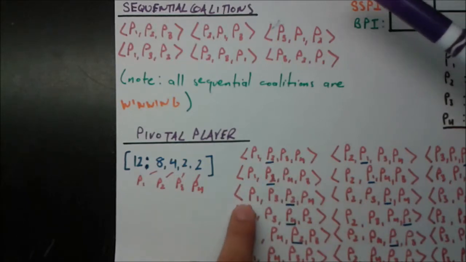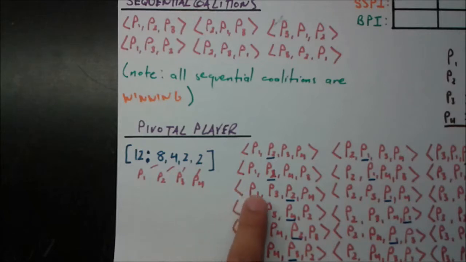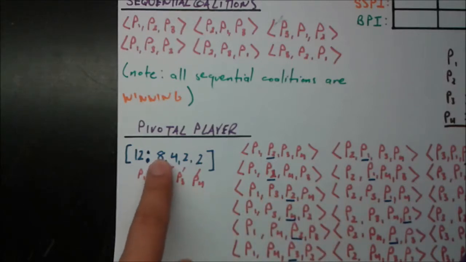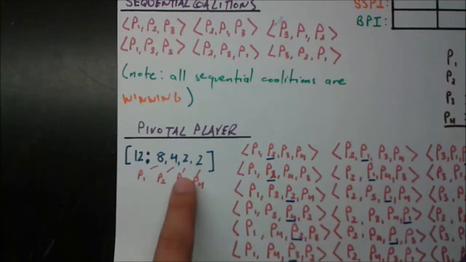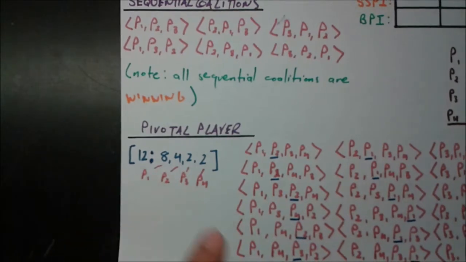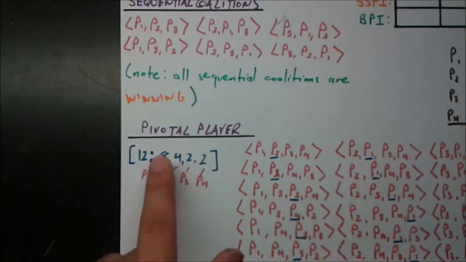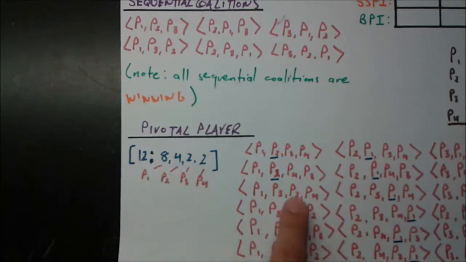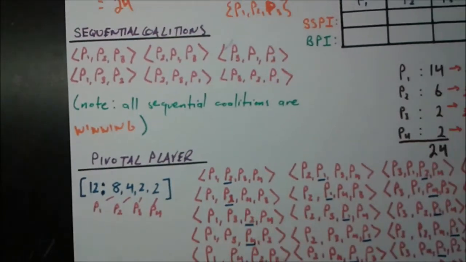Now let's go down to the third one right here. We have P1, P3, P2, and P4. If we have P1, we have 8. If we add P3, we have 2 more, so now we're at 10. Is that enough to meet the 12? Not yet. Now if we add P2, we're at 10 plus 4, which is 14, over 12. Therefore, P2 is the pivotal player in this case. And that's just how we do it.